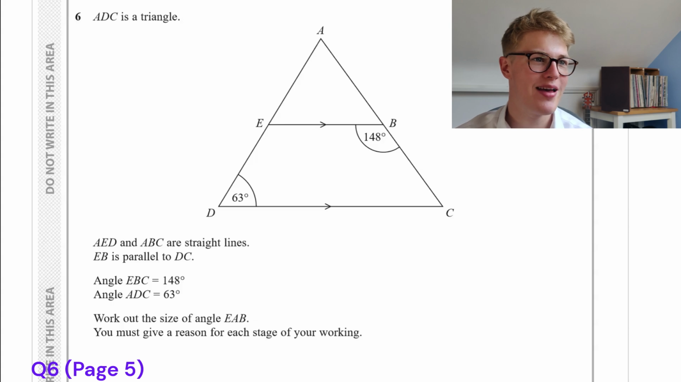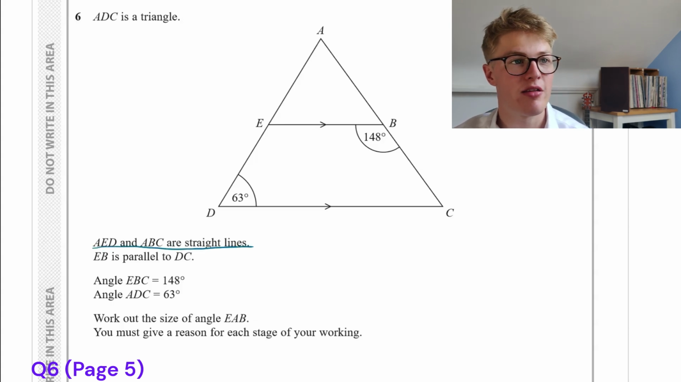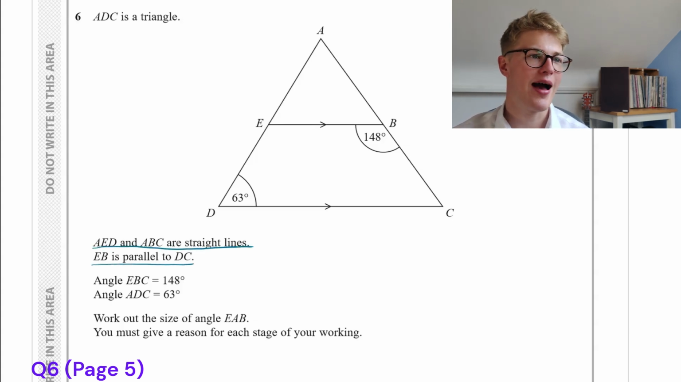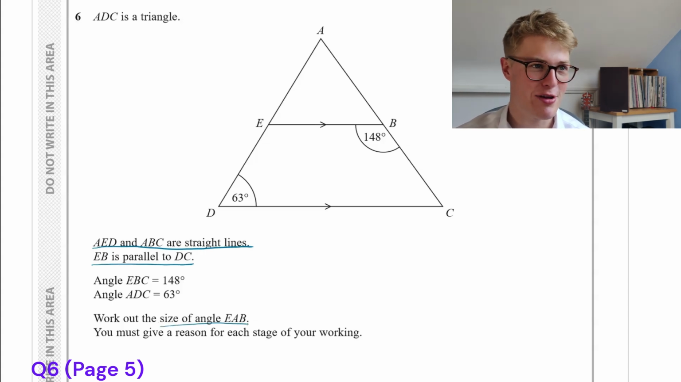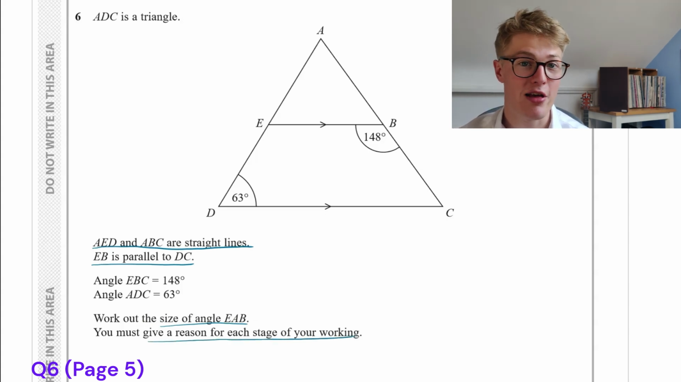ADC is a triangle. AED and ABC are straight lines. EB is parallel to DC. Angle EBC is 148 degrees. Angle ADC is 63 degrees. Work out the size of angle EAB. You must give a reason for each stage of your working.